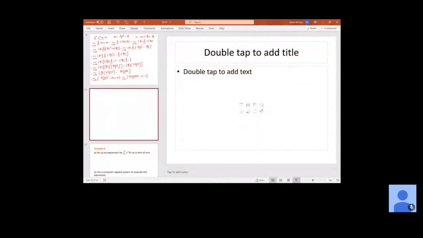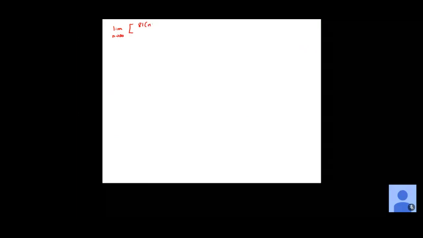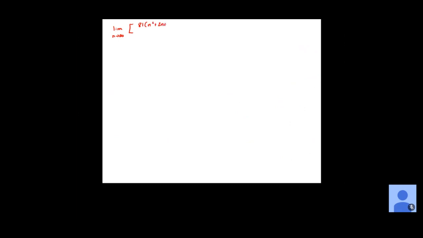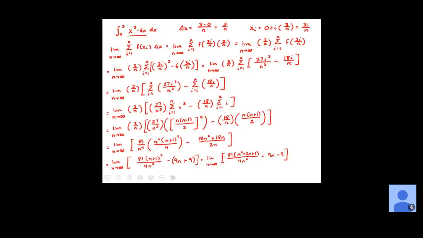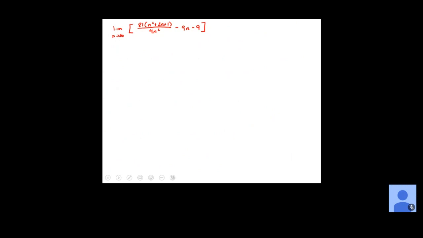All right, so we got our limit as n approaches infinity of 81 times n squared plus 2n plus 1, all over 4n squared, and then we're subtracting 9n, and we're subtracting 9. Make sure that looks right. Okay, good. All right, so what can we do from there?